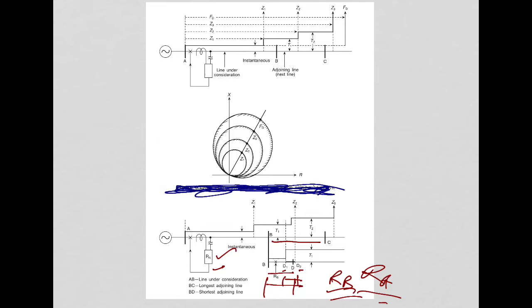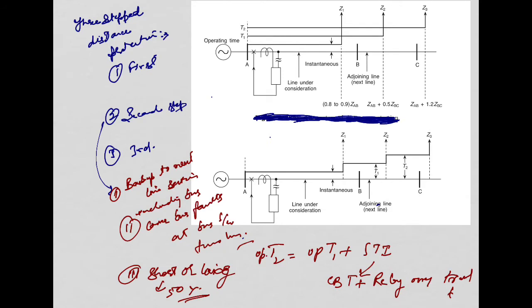Now, next is the third step. What happens in the third step? The third step is provided with an intention to give full backup protection to the adjoining line section as well. It covers 100% of the line section under consideration, 100% of the next line section, and reaches further into the system.